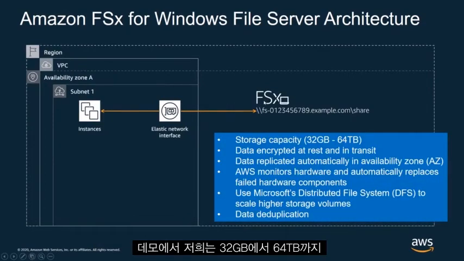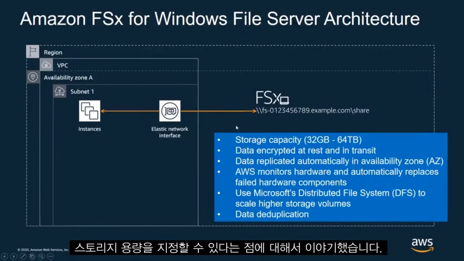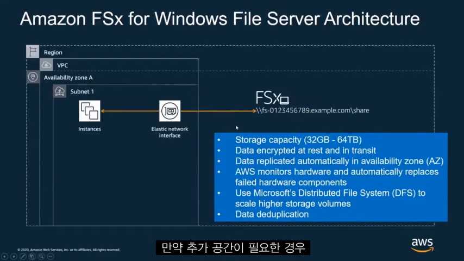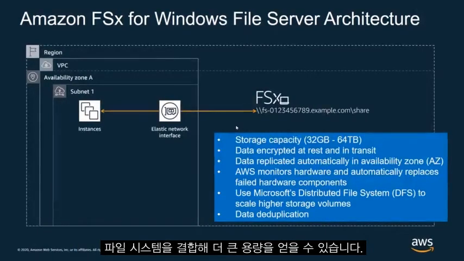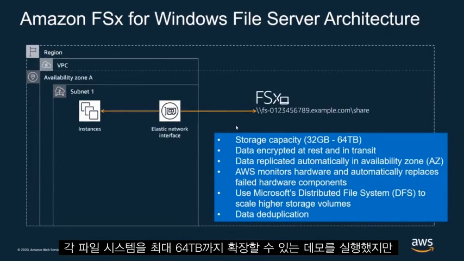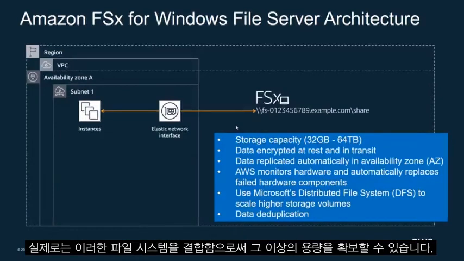In the demo, we talked about being able to specify the storage capacity ranging from 32 gigabytes all the way up to 64 terabytes. Now, if you needed additional space, you could actually combine multiple file systems together using DFS, Microsoft's distributed file system, to combine and get higher capacities. So in the demo, each file system can be up to 64 terabytes, but you can actually get bigger than that by combining them together.